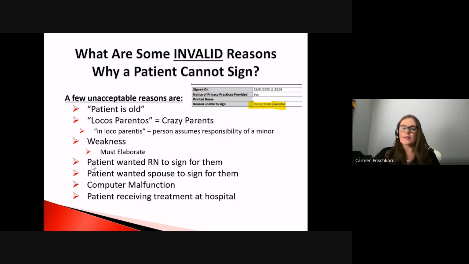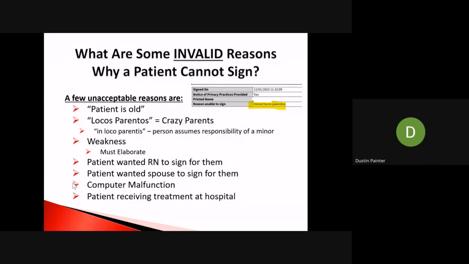Then moving on to weakness. Dustin, you want to talk about that one? Yeah, same thing as pain. Just make sure you're describing the weakness. If you're just putting weakness or general weakness, the insurance company's not going to accept that.